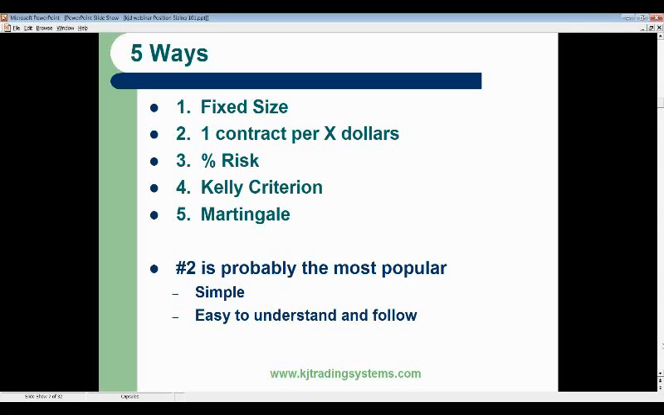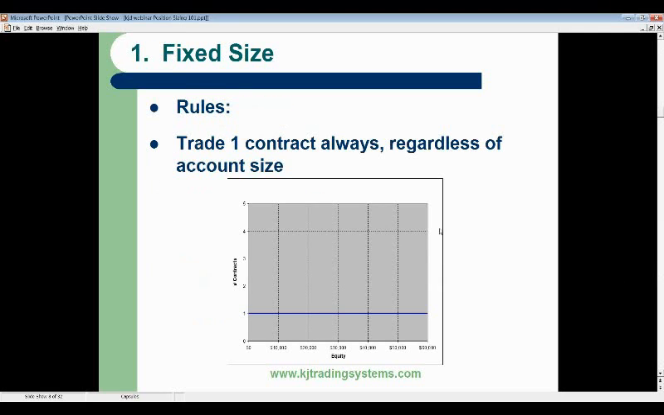Number 2 is probably the most popular because it's easy to understand, it's easy to follow, it's pretty simple. You know, if you have a $10,000 account and you want to trade one contract with every $10,000, if you double your account, you double the amount of contracts. That's the way that one works. So what I'll do is I'll go over each one of these. And again, like I said, these aren't the only ones, and I'm just trying to give you an overview of what kind of things are possible, and then we'll get into how to analyze and look at things with different position sizing.